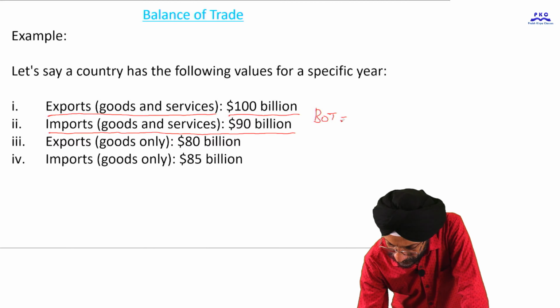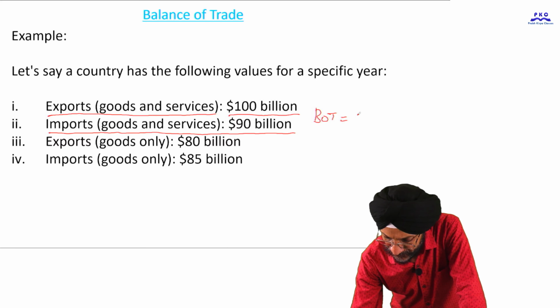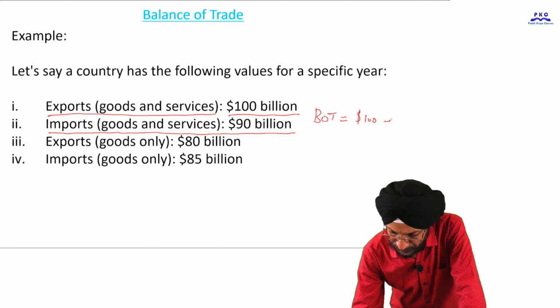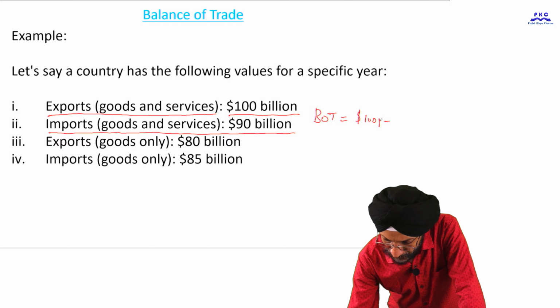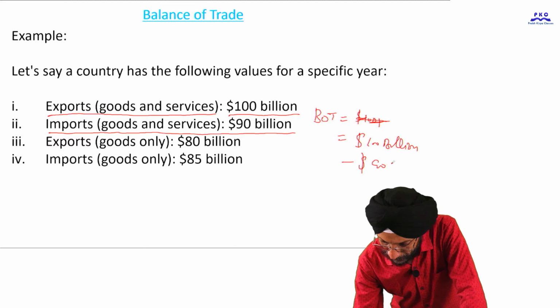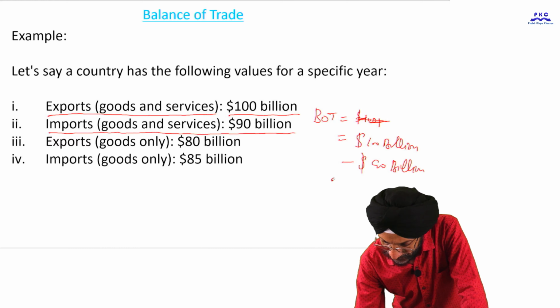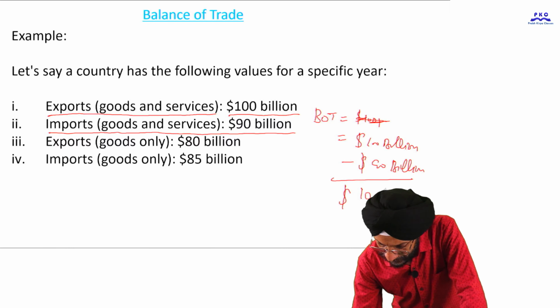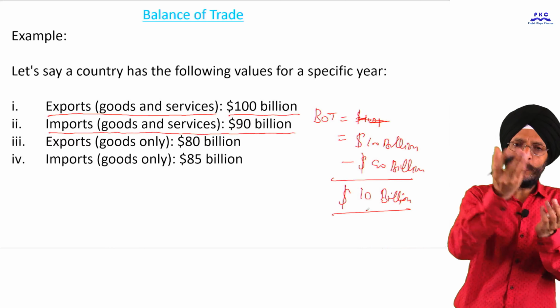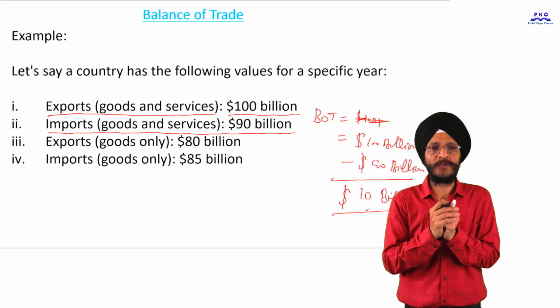As per the broader definition, balance of trade is exports, which is here $100 billion, minus imports, $90 billion. So what is the balance? $10 billion. So balance of trade is $10 billion. Here it is surplus because exports are more than imports.